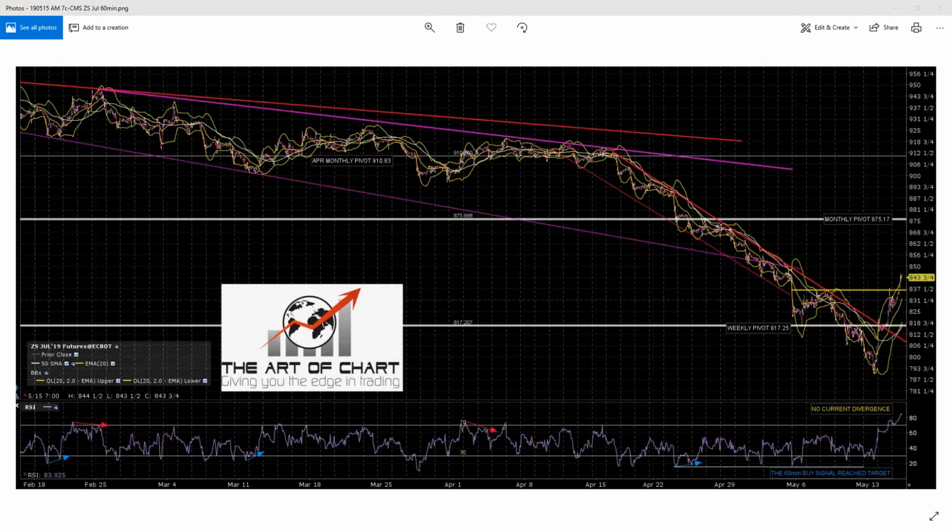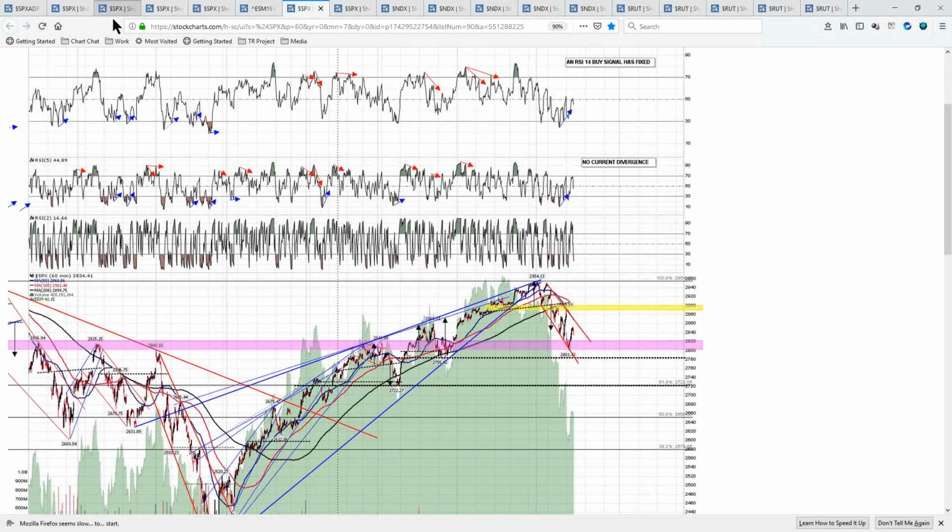ES, is 2722 the double top target? No, it isn't. We currently don't have any open patterns to the downside. It's the obvious support. What I'm looking for is 2722. Hang on one second, let's have a quick look. Right, what I'm looking for here is this.